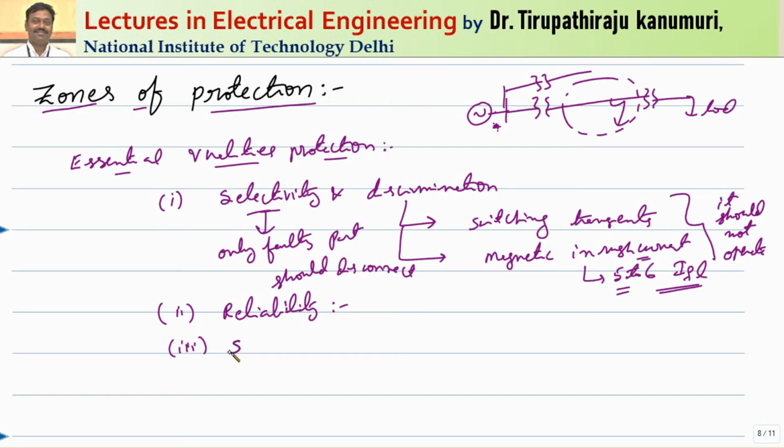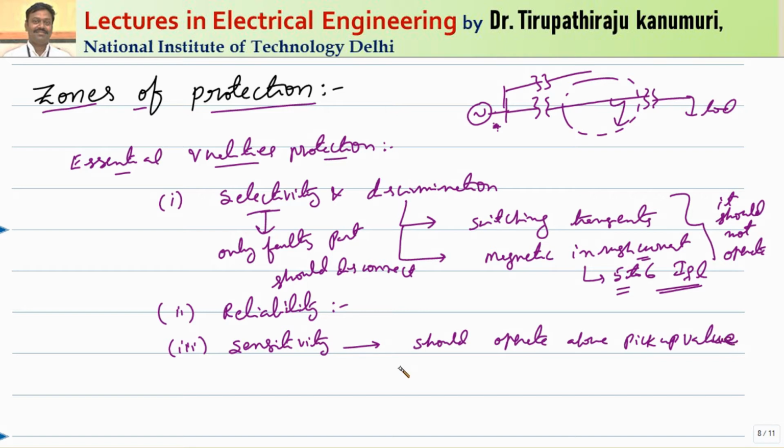So then after that, it should have the sensitivity also required. Sensitivity means it should be sensitive. Sensitive means even the small changes there, it should detect. That means it should operate above the pickup value.